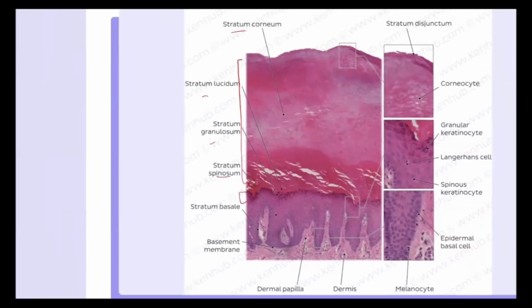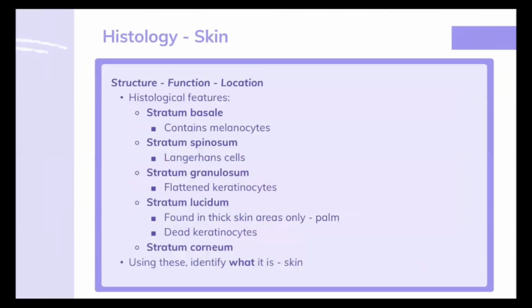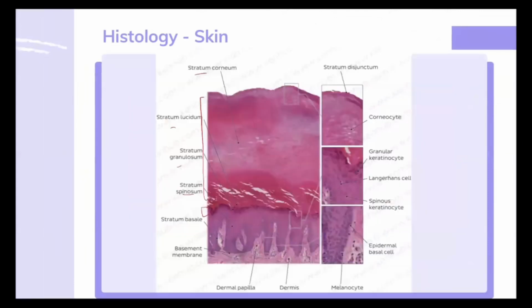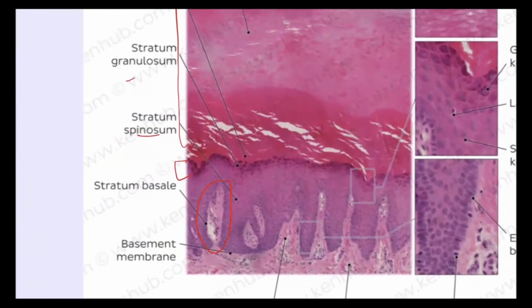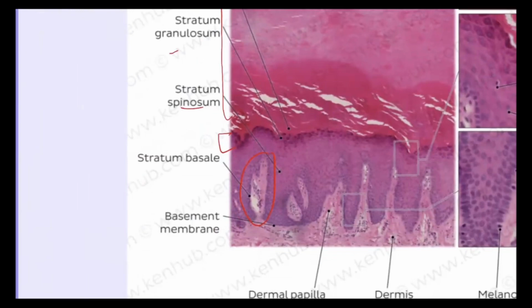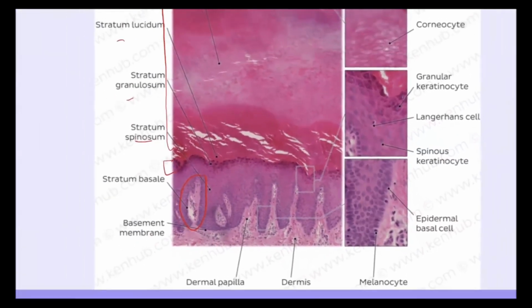So we'll go by one by one. This is again another picture so you can see it. So let's go by one. So first you have stratum basale. Stratum basale is the one right here, right? And this one has a characteristic feature of containing melanocytes. In this image particularly, they're not pointed out, but you need to know in general that stratum basale contains the melanocytes.